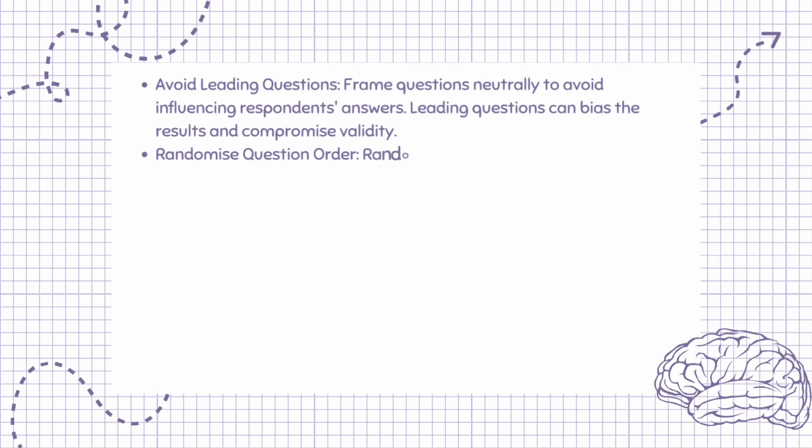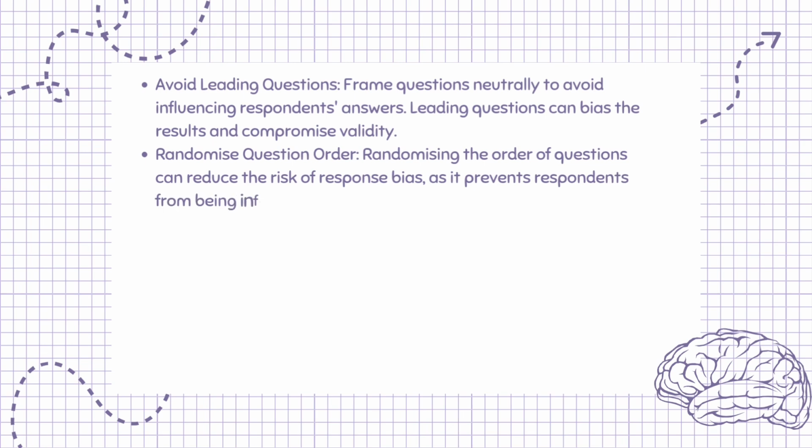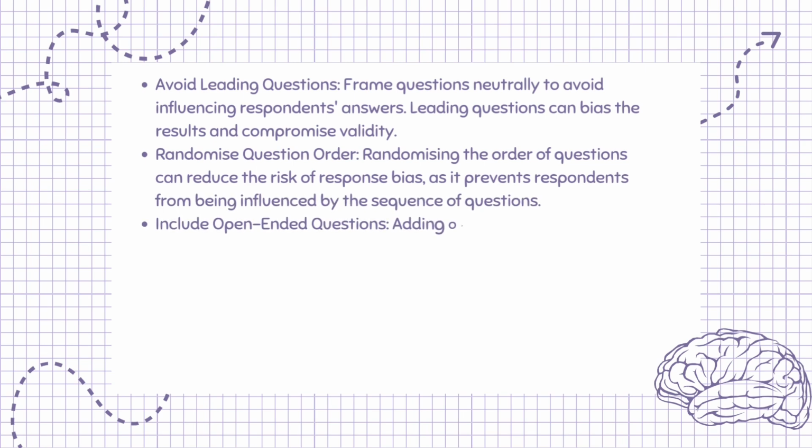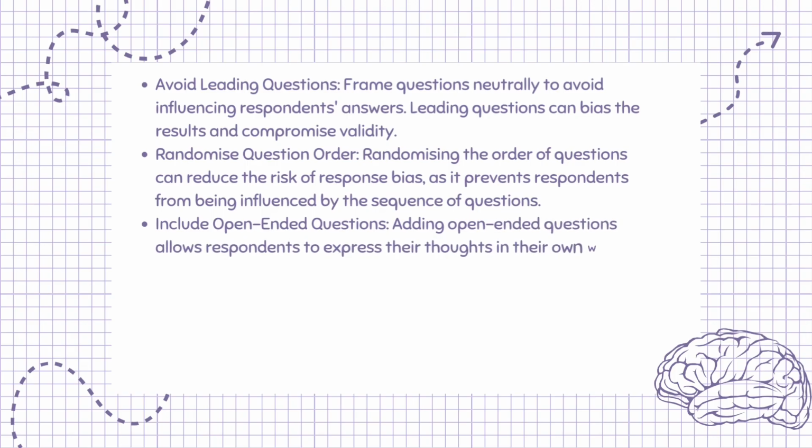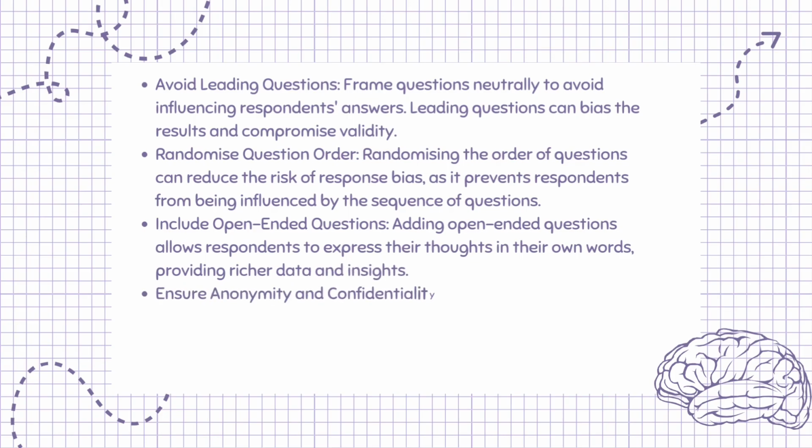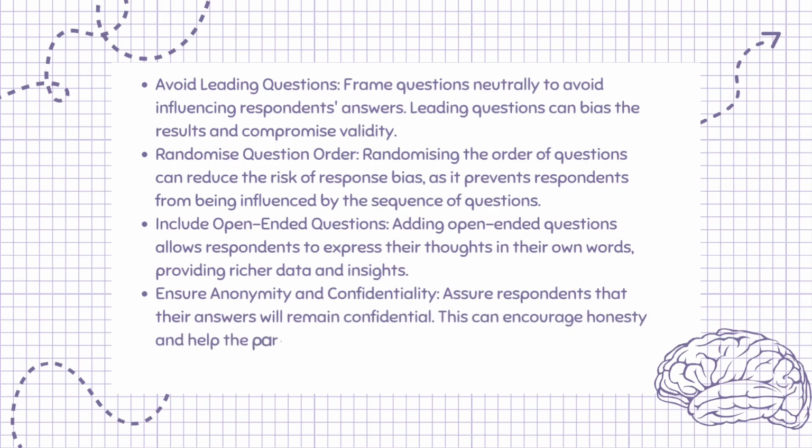Randomize question order. Randomizing the order of questions can reduce the risk of response bias, as it prevents respondents from being influenced by the sequence of questions. Include open-ended questions. Adding open-ended questions allows respondents to express their thoughts in their own words, providing richer data and insights. Ensure anonymity and confidentiality. Assure respondents that their answers will remain confidential. This can encourage honesty and help the participants to not feel embarrassed, improving the validity of the responses.